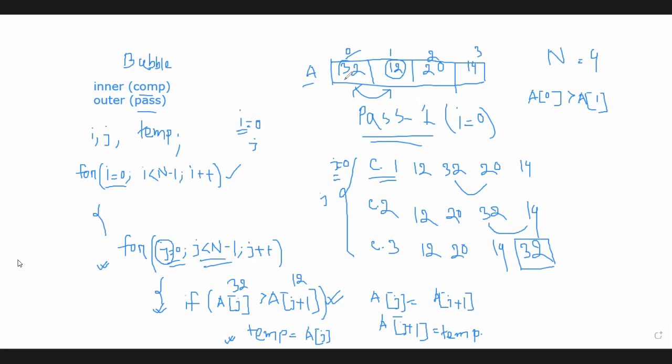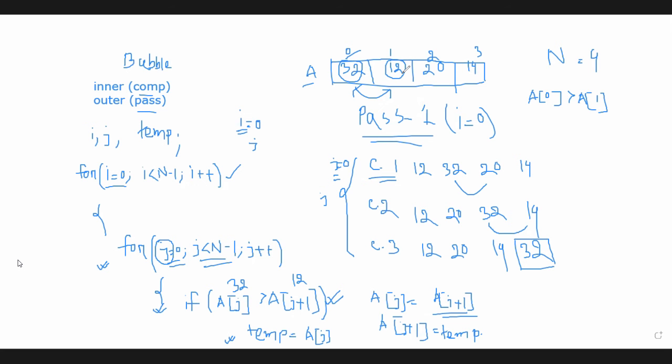Then place the higher data element in a temporary variable. So temp equals Aj. After that, the lower element will be placed in the Aj location. That is, we can write Aj equals Aj plus 1. After taking 12 from the A1 location, we can take 32 from the temp variable and place it here.